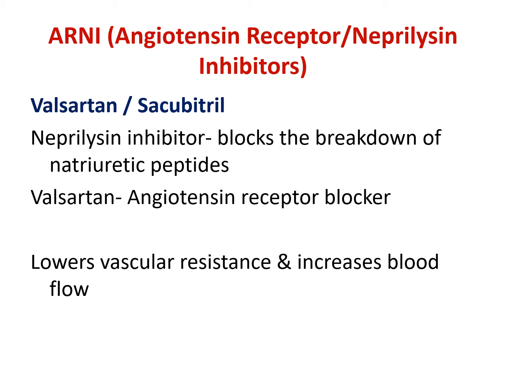The combination of the angiotensin receptor blocker valsartan with the neprilysin inhibitor sacubitril is being recently used in the management of chronic heart failure. Neprilysin is an enzyme which breaks down natriuretic peptides. So a neprilysin inhibitor blocks the breakdown of natriuretic peptides, which causes vasodilation and diuresis. And valsartan is an angiotensin receptor blocker. This combination lowers the vascular resistance and increases the blood flow.